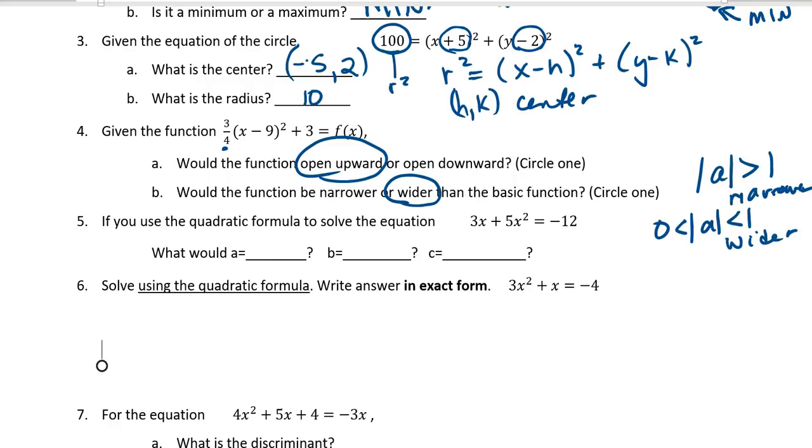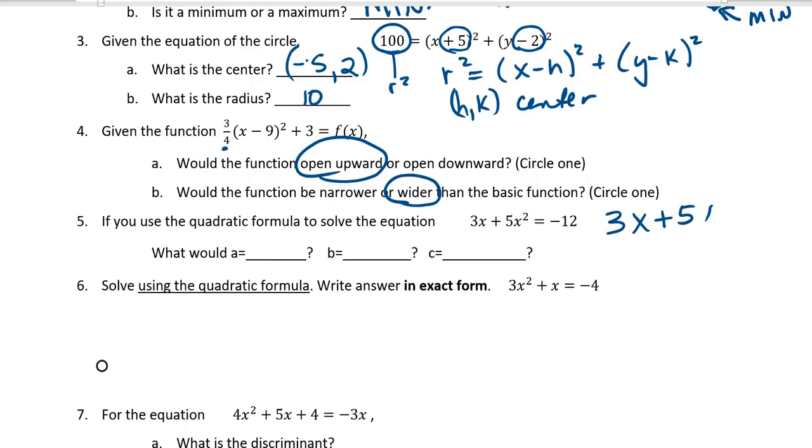Problem 5 tells us we're going to use the quadratic formula to solve this, and it asks us what A, B, and C would be. Well, you can never use the quadratic formula unless the equation is equal to 0. So before you do anything, move over that negative 12 to the other side. So I added 12 to both sides.